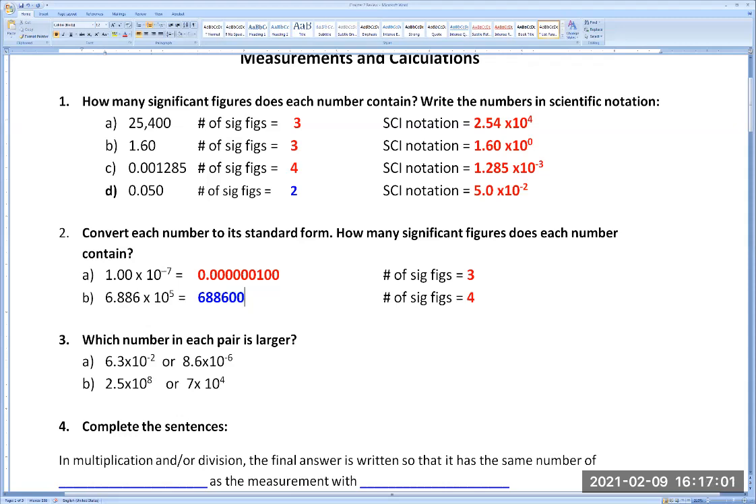Another detail that is very important here to remember. In America, we use commas to show the thousands place, millions place, billions place. So here you can put the comma if you want, or not, it's okay. So that's the standard form for this number.